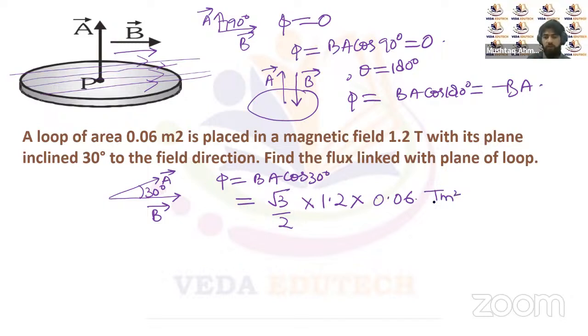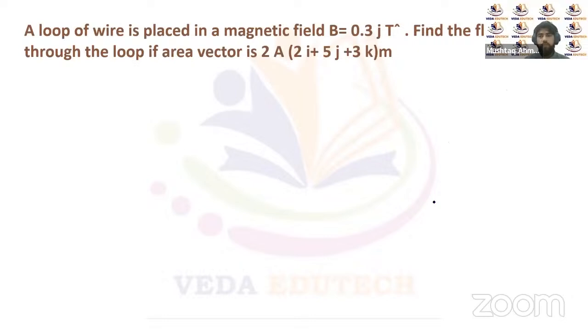So this will be the amount of flux passing through this area, inclined at 30 degree with respect to the field, right? Now let's try to solve this problem as well.